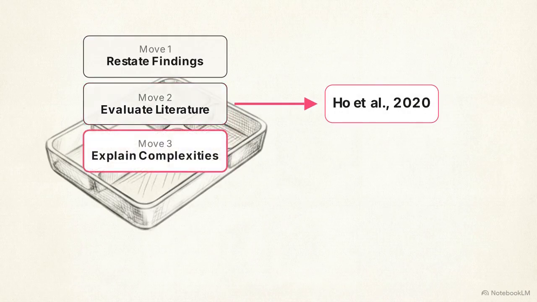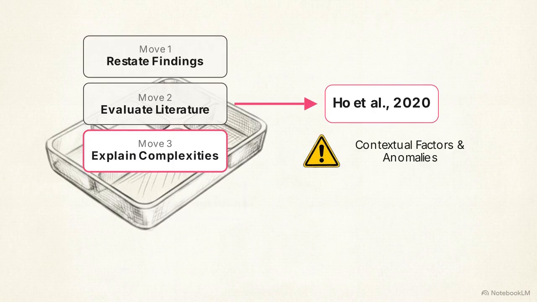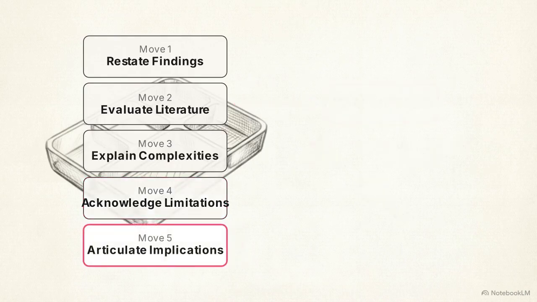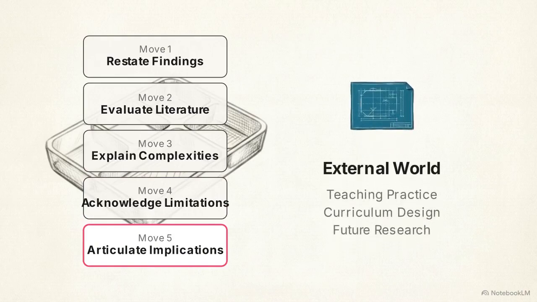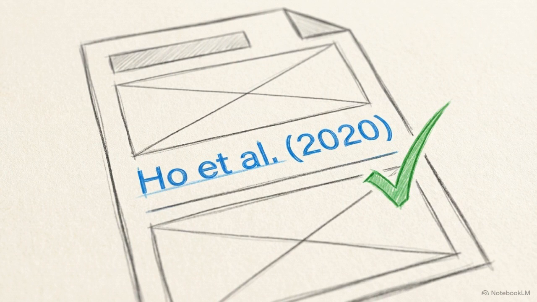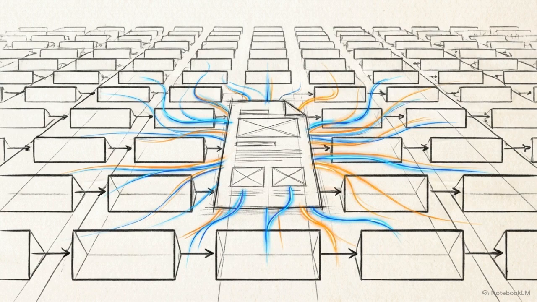Move 3 explains complexities. If your data presents unexpected anomalies, theorize how contextual factors or a digital novelty effect might have influenced the outcome. Move 4 acknowledges limitations. Identifying constraints like a small sample size or a specific institutional context demonstrates scholarly rigor and awareness. Move 5 articulates implications. Propose concrete changes to teaching practice, curriculum design, or future research based on what you discovered. This level of detail is more effective than vague attributions like claiming your findings agree with previous research without naming specific sources. Executing this 5-move structure connects your localized experiment to the established body of peer-reviewed research.